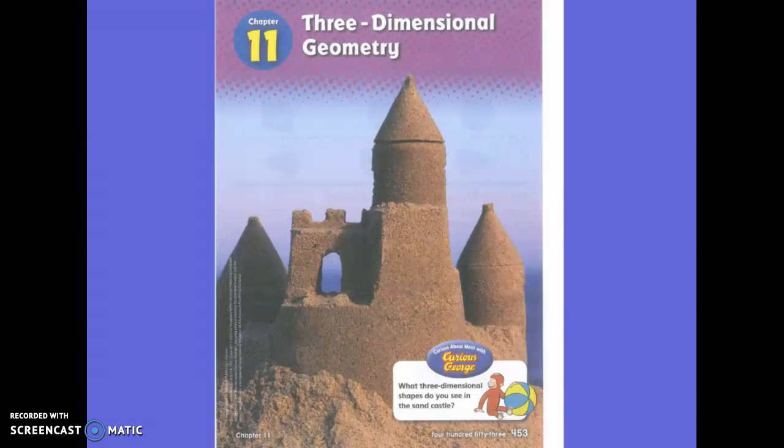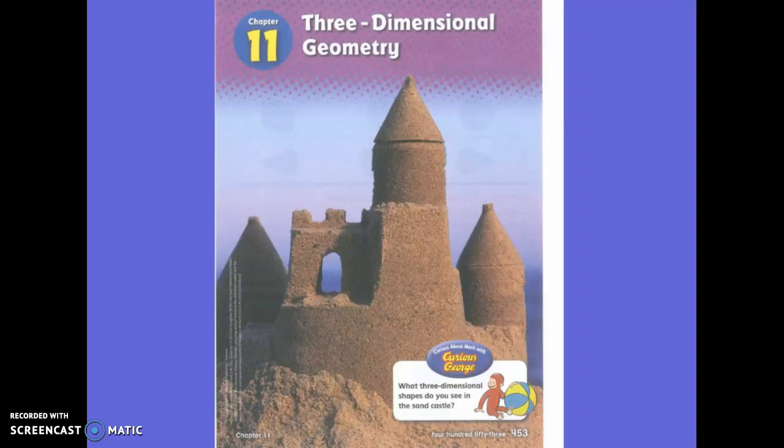For this chapter of math, we are going to be learning about three-dimensional shapes. Three-dimensional means that they kind of pop out at you. They are not flat. So three-dimensional or 3D means that they look like they pop out at you. So we're going to be talking about some of those shapes.